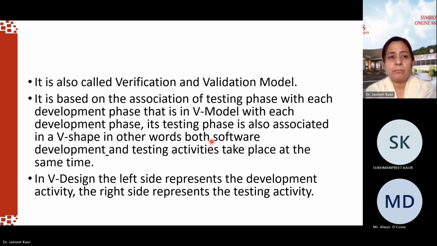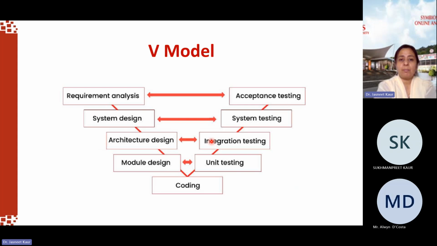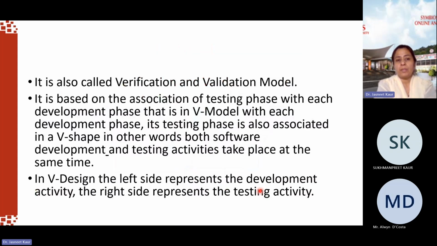It is also called the verification and validation model. Means the things which you have done, parallelly you are validating it, parallelly you are testing it. It is based on the association of the testing phase with each development phase. Parallelly development is going on and parallelly you are testing it.